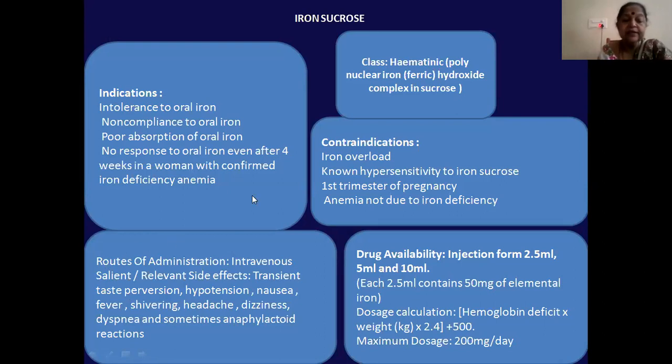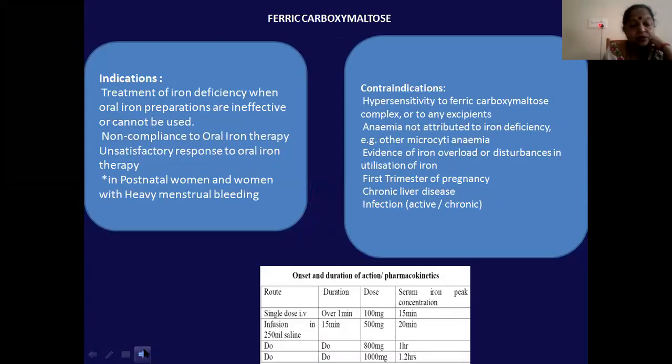So these intravenous irons, there are no reactions. There are newer iron available, iron sucrose, ferric carboxymaltose. It is contraindicated when there is a hypersensitivity, and usually we don't give any drugs in first trimester. Okay, so they are available from 2 to 2.5 to 5 ml to 10 ml, and you have to always calculate the hemoglobin deficit. So you can give the iron sucrose 200 milligram per day according to her deficit. Okay, so it is a polynuclear iron, that is ferric hydroxide complex in sucrose.